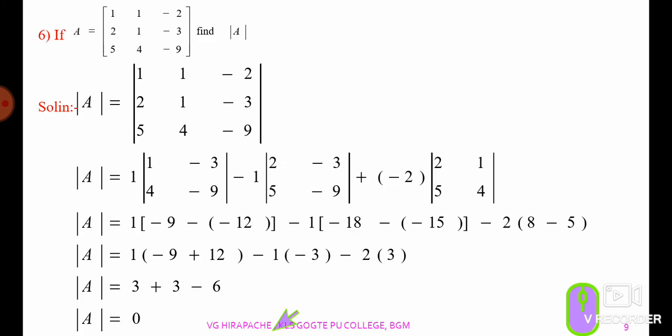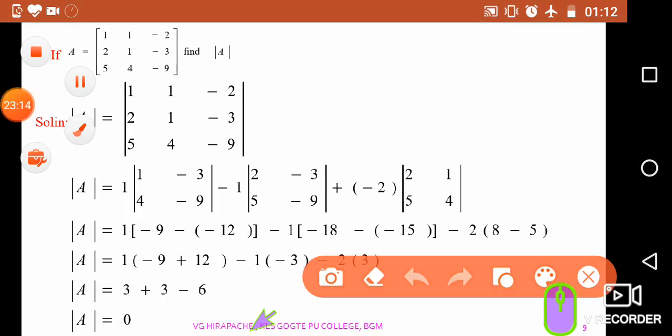Now, exercise 4.1, question number 6. If matrix A is equal to the first row elements 1, 1, minus 2, second row elements 2, 1, minus 3, third row elements 5, 4, minus 9. The question is asking to find the determinant of A. Instead of evaluating, the matrix is given to you, and we have to find the determinant of the given matrix.